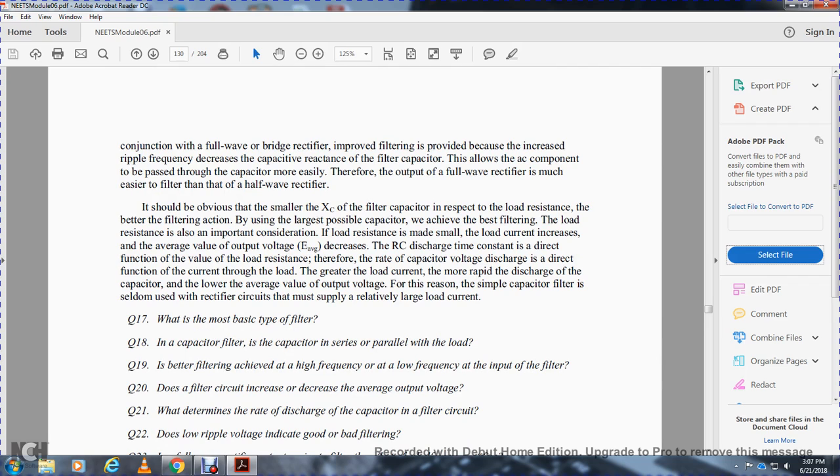It should be obvious that the smaller the capacitive reactance of the filter capacitor with respect to the load resistance, the better the filter action. With the largest possible capacitor, we achieve the best filtering. Load resistance is also an important consideration.